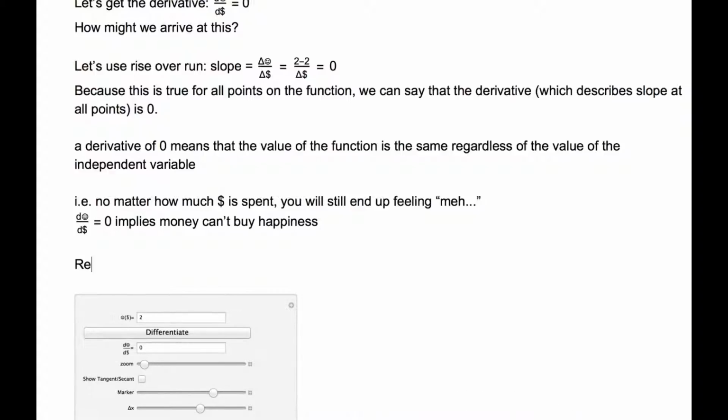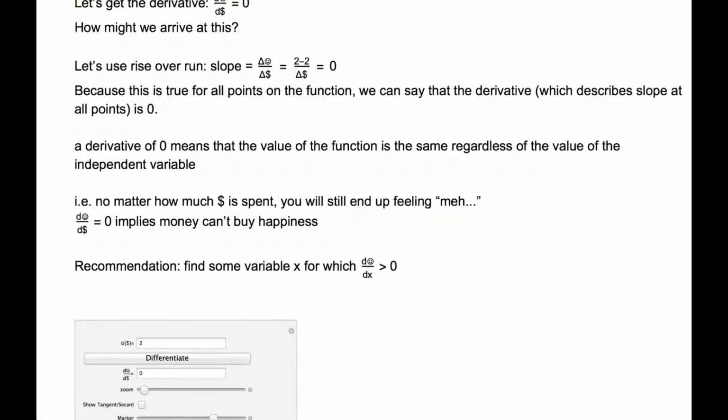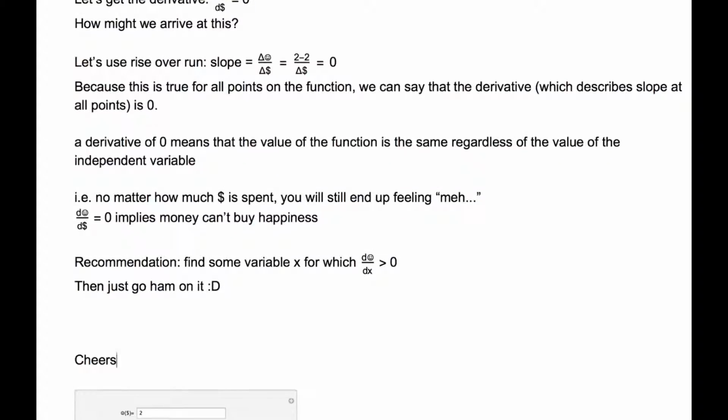And of course, the recommendation for that is you have to find some variable x for which the derivative of happiness with respect to x is greater than 0. That means that increasing that variable is going to increase your happiness, and then you just go ham and you get infinite happiness and everything's awesome. Cheers.